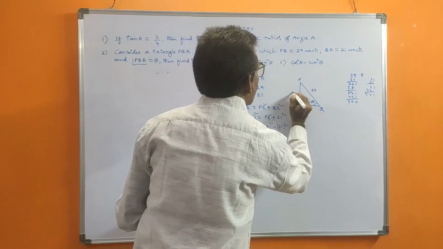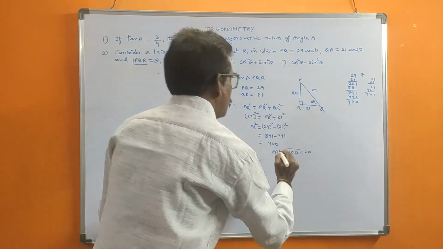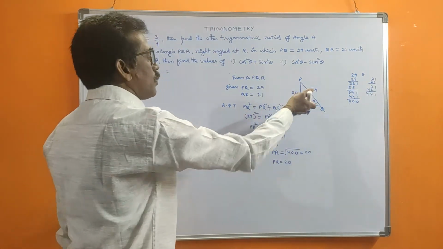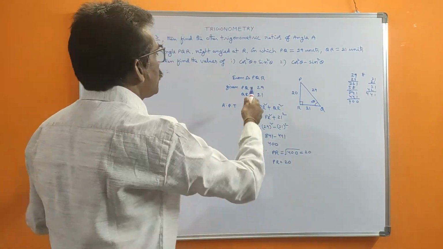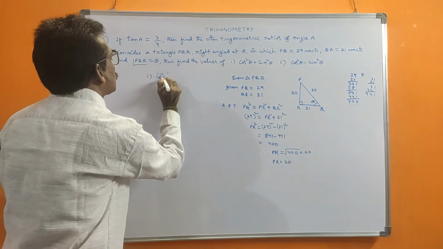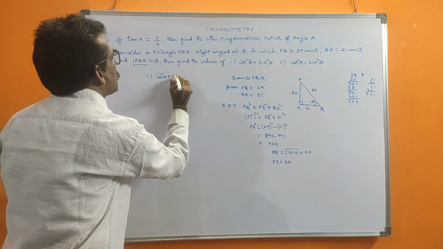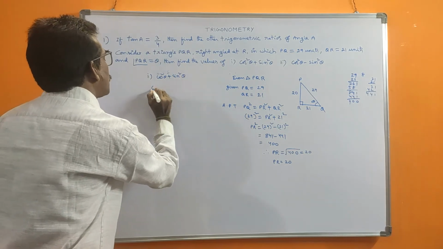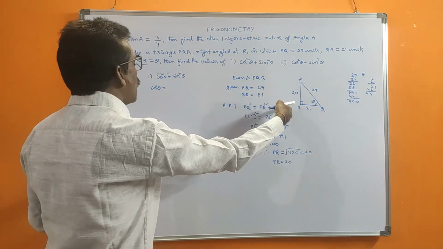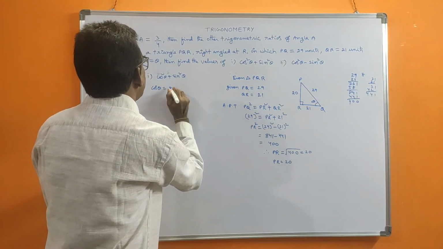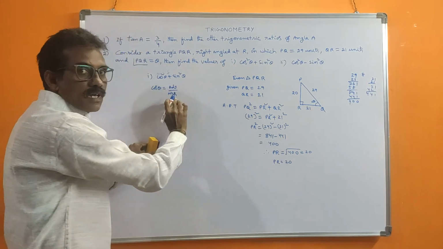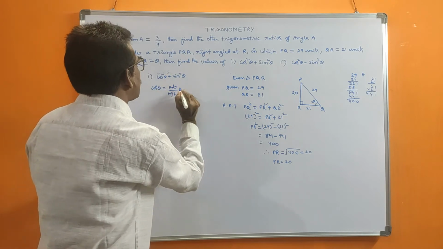Now PR is equal to 20. Therefore PR is equal to 20. Once you know three sides, then we can find any value. First one, what he asked: cos square theta plus sin square theta. First, you calculate cos theta. According to this, cos theta has a direct formula, and we substitute the values. Cos theta is equal to adjacent side by hypotenuse. That's why I told you these formulas are very important.